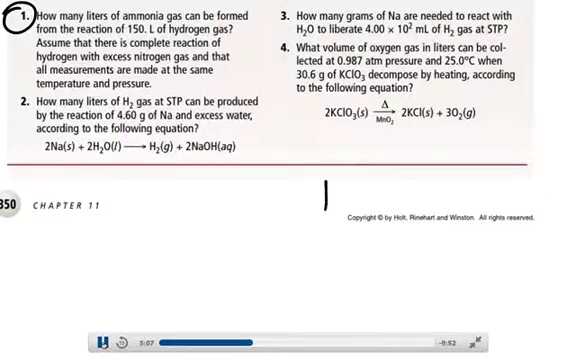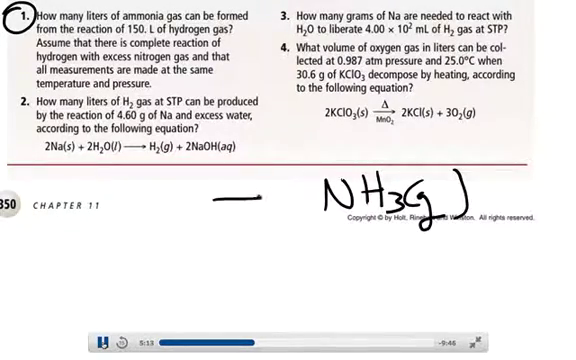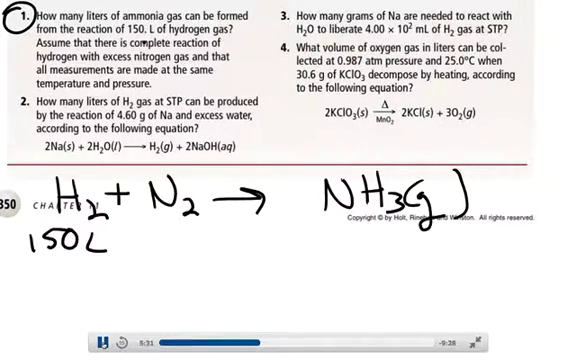So it says, how many liters of ammonia gas? Ammonia is NH3. It's a gas and it is our product that we're forming from the reaction of 150. liters of hydrogen. So we have hydrogen gas, 150. liters. Notice there's a decimal at the end, meaning we have exactly 150 liters, so there are 3 significant figures in that value. Assume that there's a complete reaction of hydrogen with excess nitrogen. So we have nitrogen gas in excess. Again, if it's in excess, we don't have to worry about calculating it.